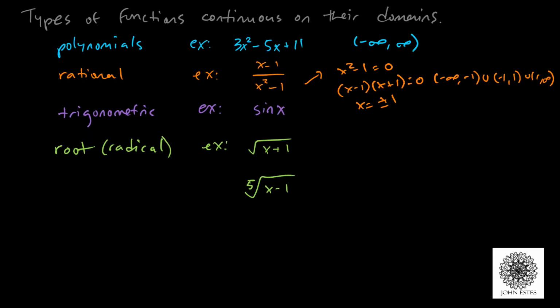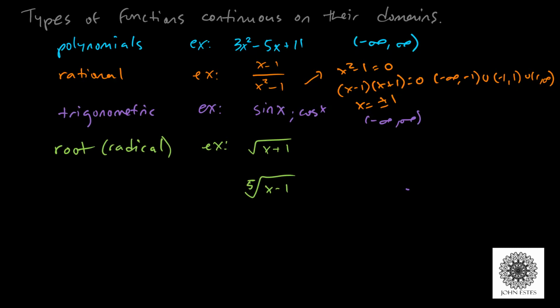Alright, trigonometric functions are another example of functions that are continuous everywhere in their domain. Now the domains of trig functions vary depending on which function you're talking about. But the two common ones, sine and cosine, are both continuous everywhere. The others can be a little tricky, but if you just look those up, you should be fine.